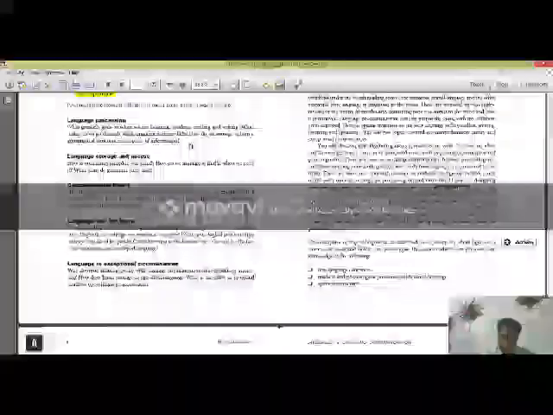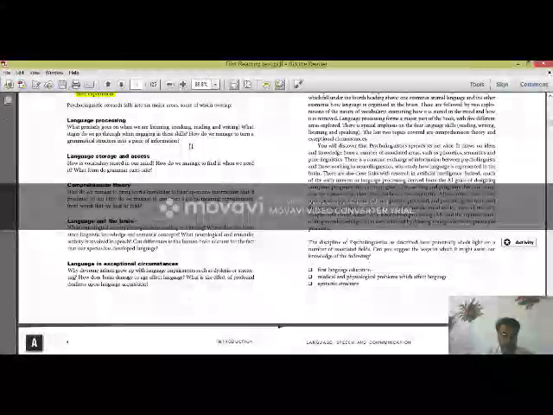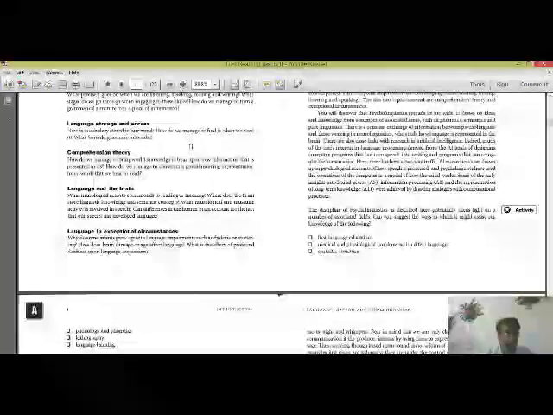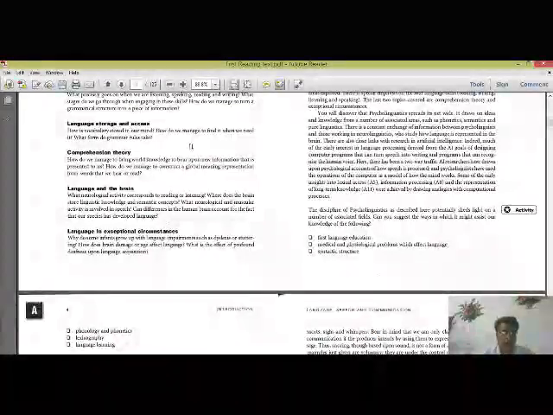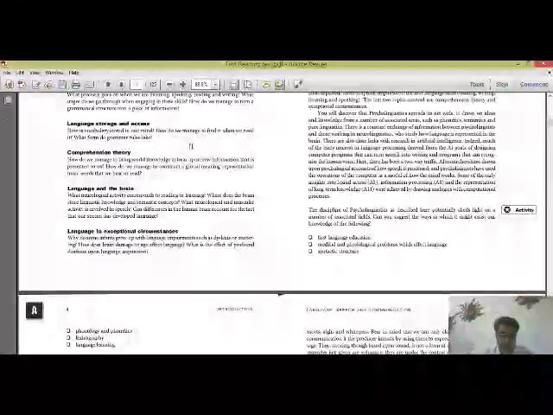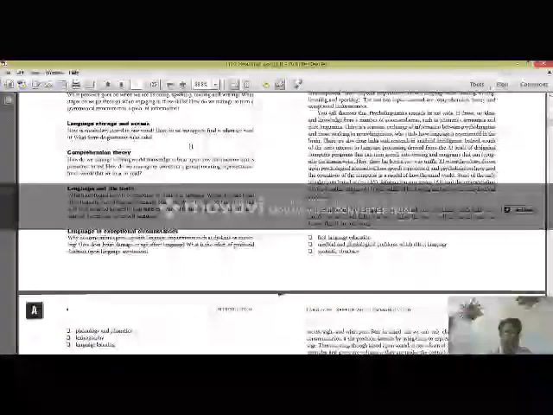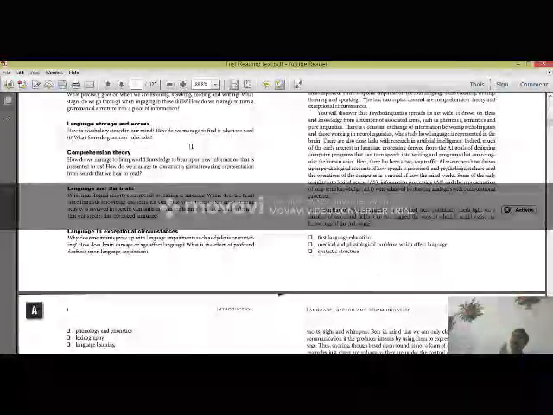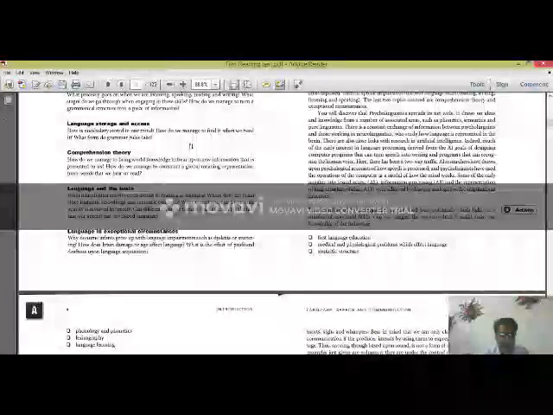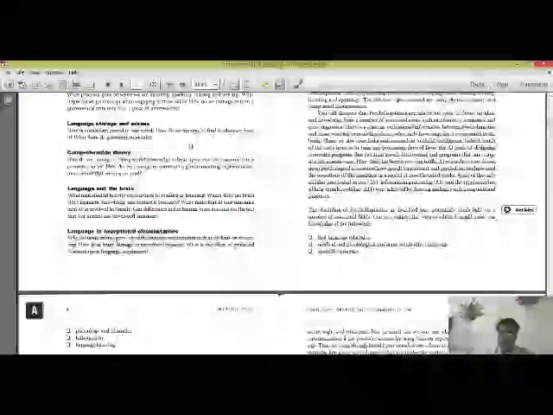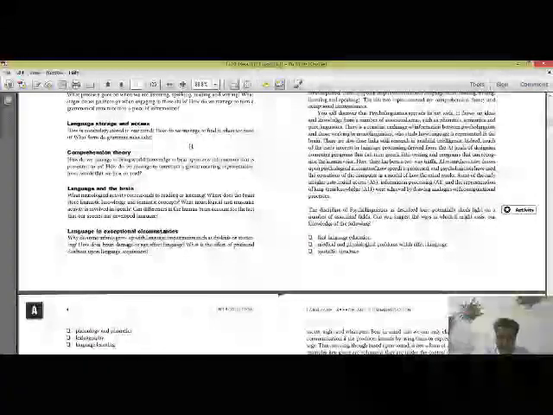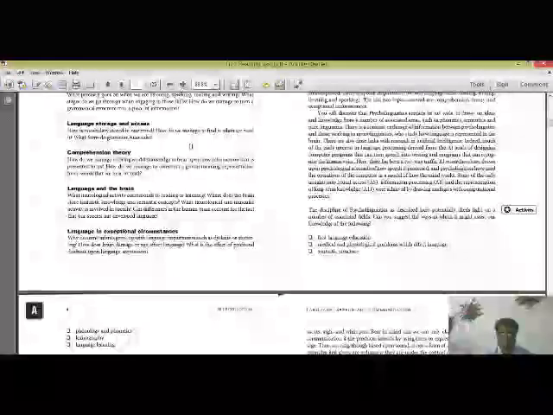And language in exceptional circumstances: why do some infants grow up with language impairments such as dyslexia, stuttering, or, as we can also call it, stammering? How does brain damage or age affect language? What is the effect of profound deafness upon language acquisition?